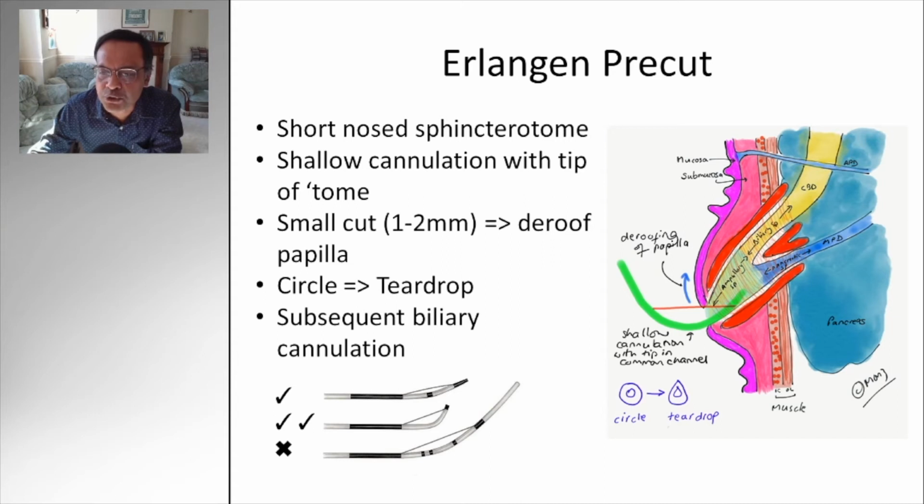The idea is to change the shape of the papillary orifice from a circle to a teardrop, and then we attempt to cannulate at the apex of the teardrop. The best sphincterotomy for this procedure is one with a short nose like this one, or a slightly longer nose like this one, but not this sphincterotomy which has a very long nose.